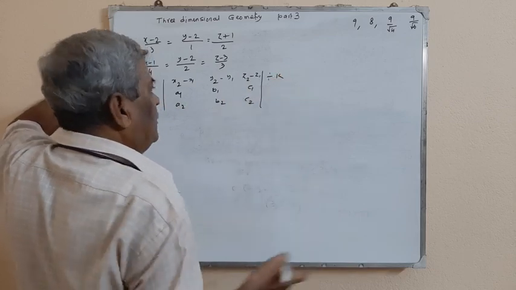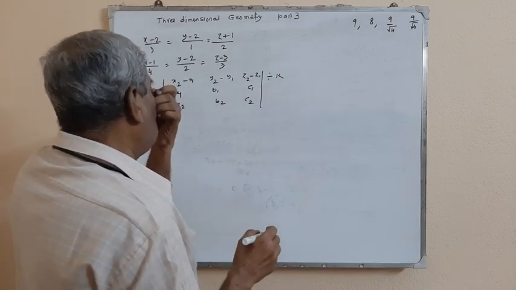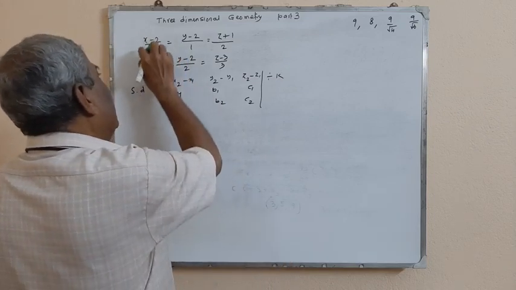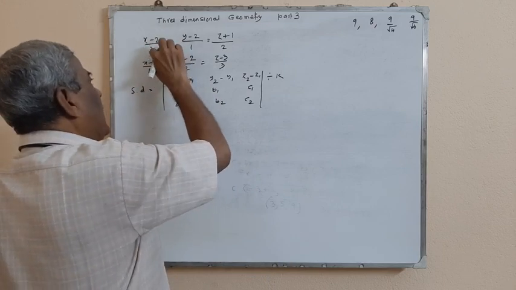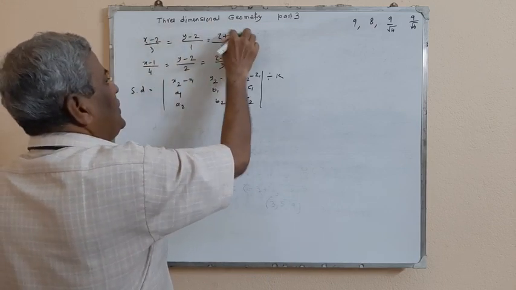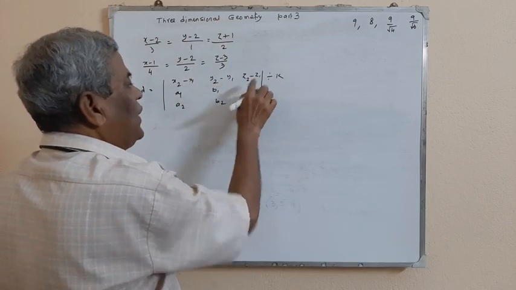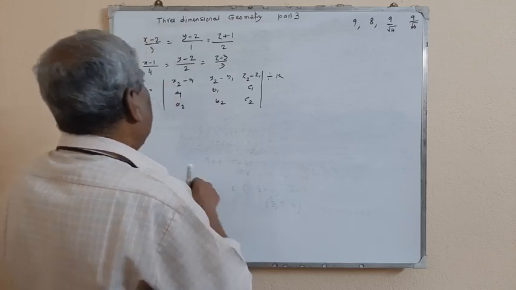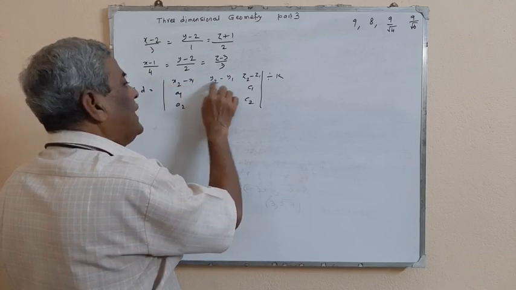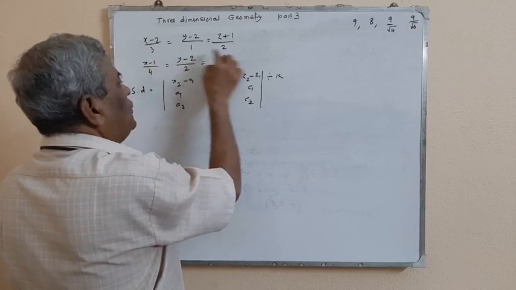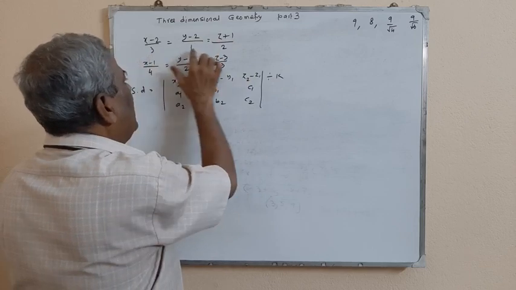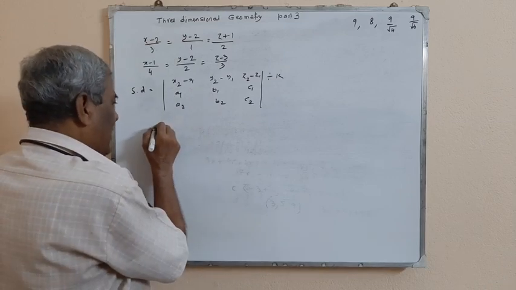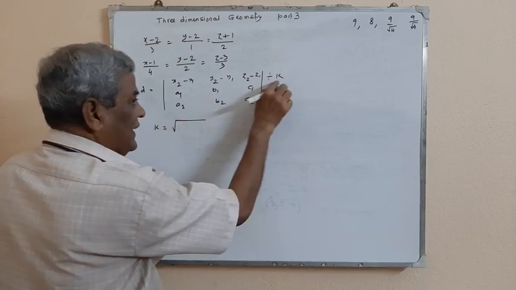I will tell you what x1, x2, b1, b2, etc. are. The straight line is of the type (x minus x1) by a1. So (x1, y1, z1) is the point through which the first line passes. Similarly, the second line passes through (x2, y2, z2). Here a1, b1, c1 and a2, b2, c2 are the direction ratios. And k is equal to the root over of that.